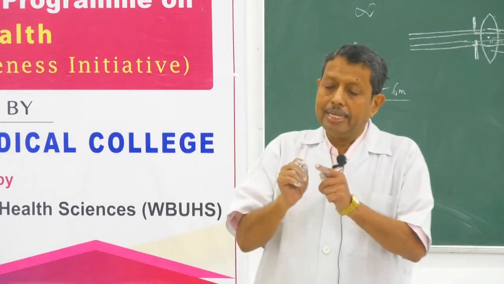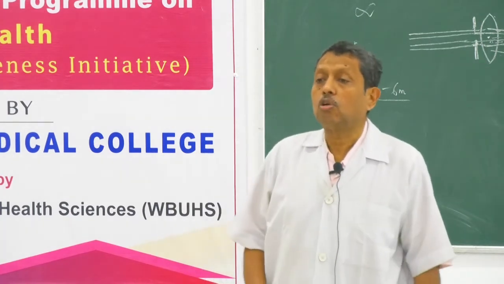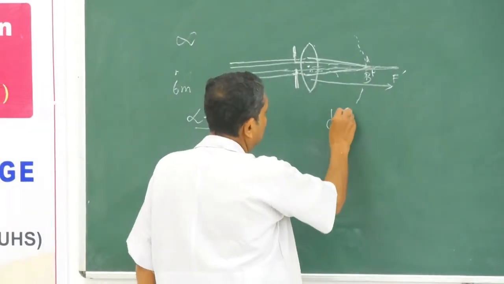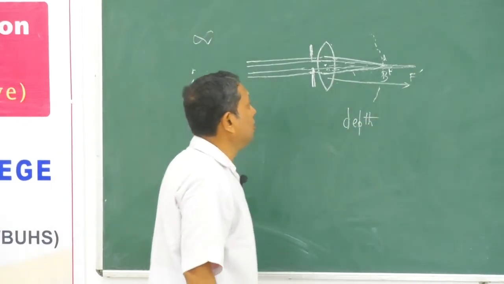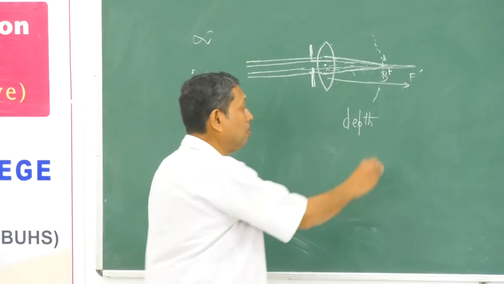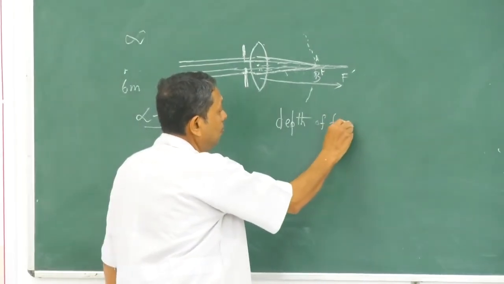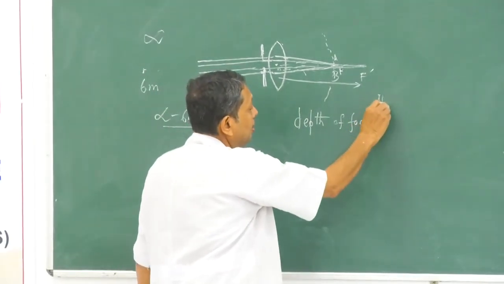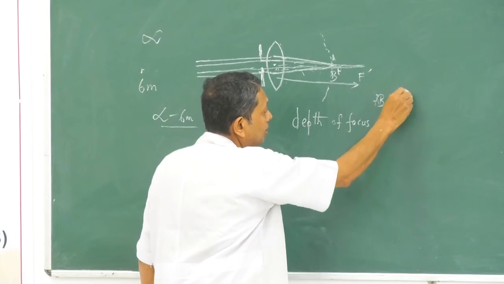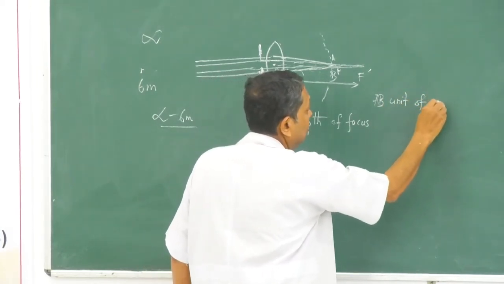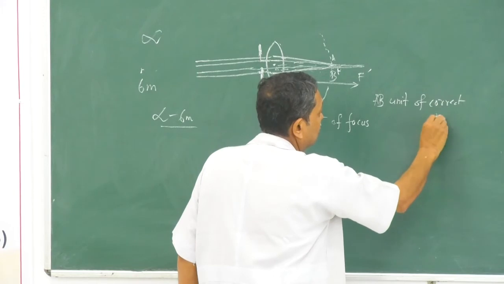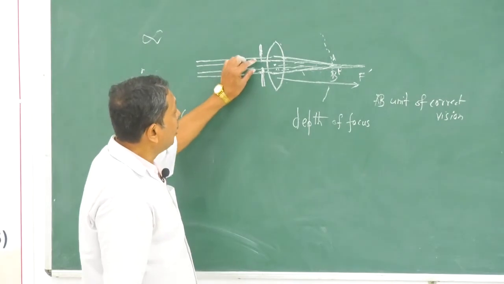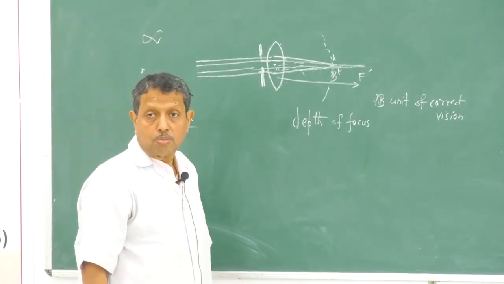So it is nature's device, the benefit of the construction of the pupil. Depth of the focus increases. AB is the blur circle that is adequate. It is the unit of correct vision. And depth of the focus increases whenever there is constriction of the pupil.